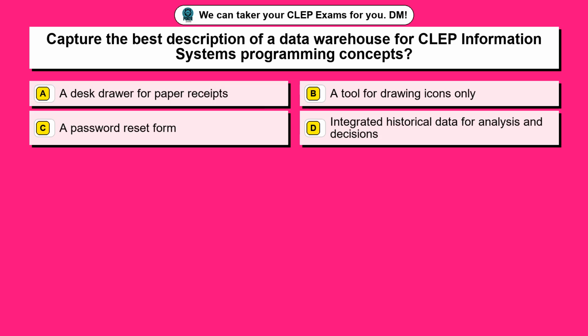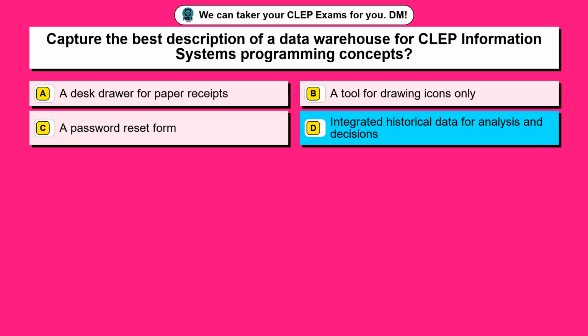Question 84. Capture the best description of a data warehouse for CLEP Information Systems programming concepts. Option A. A desk drawer for paper receipts. Option B. A tool for drawing icons only. Option C. A password reset form. Option D. Integrated historical data for analysis and decisions.